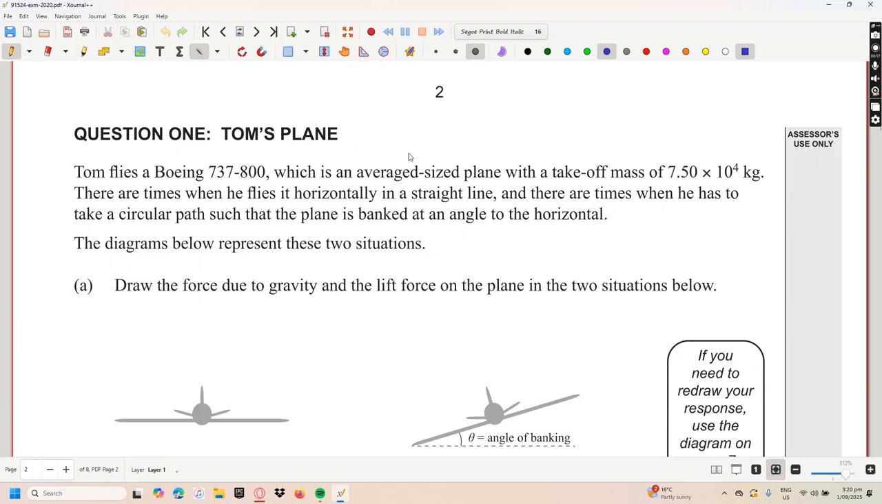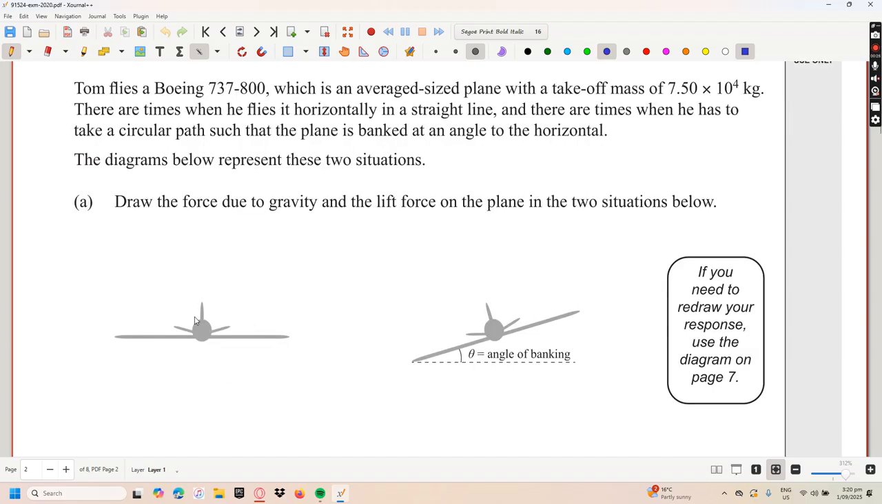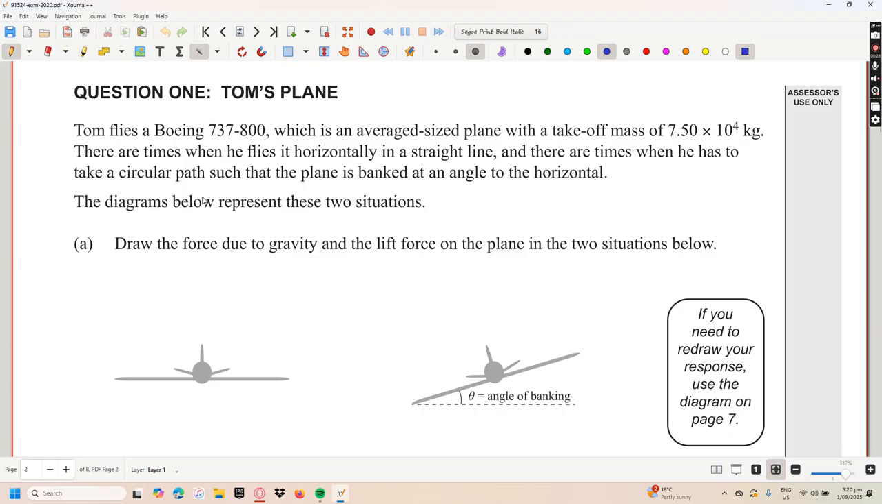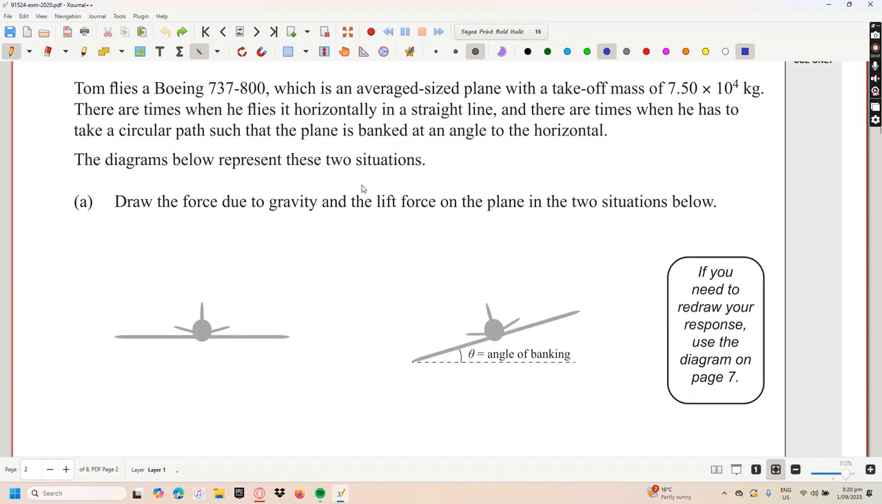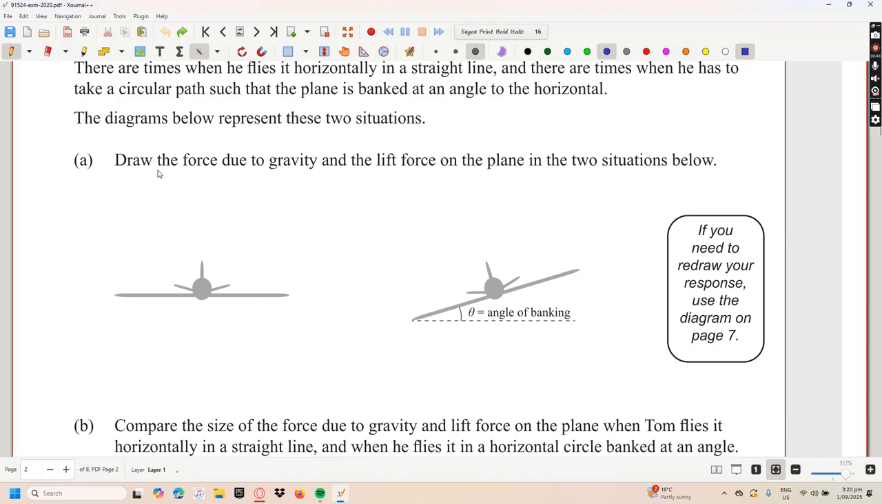Question 1's about a plane. So Tom's a pilot, he's flying a plane. He's going to give us the mass of the plane, and he can fly it straight, or he can fly it in a circular path, so the plane's banked at an angle. So if you think about that, it's going to sort of go around and come back. A bit like a car on a track with a banked angle. Think of like a racetrack or something. So they want us to draw a force diagram for these two scenarios.